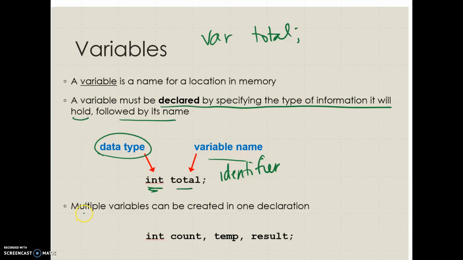We can also create multiple variables in one declaration, such as we see here. We can only do that when they are all the same data type. So this first line up here, we've created one integer. Here we have created three integers. None of these integers have a starting value. So they have been created and declared, but they have not been initialized.